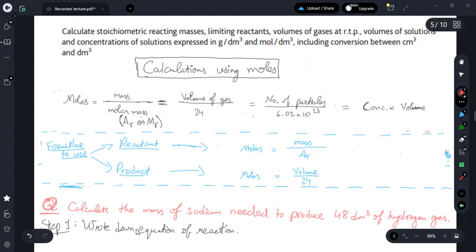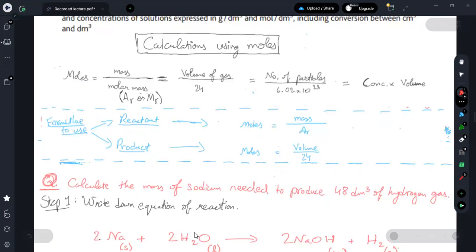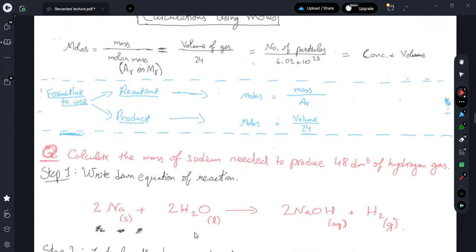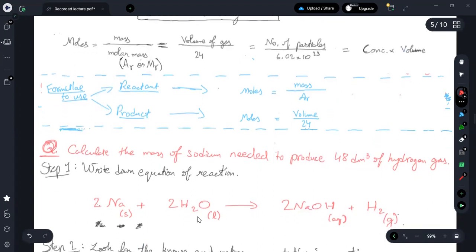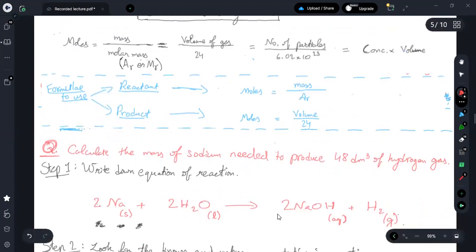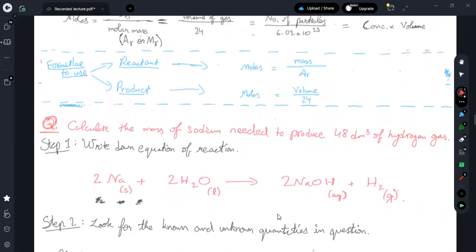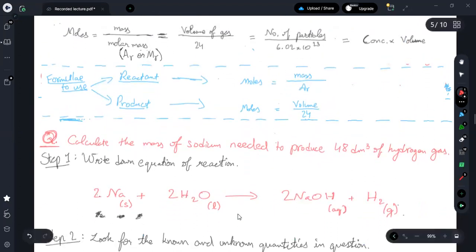Step number one is to write down the equation of the reaction. This is often given in your paper. However, if it is not given, you have to make up the equation yourself using the knowledge of the syllabus that you have studied. We need the equation because we are going to use it to know the molar ratios. Balancing the equation properly is really important, which we learned in another chapter. So step one, write the equation of the reaction.